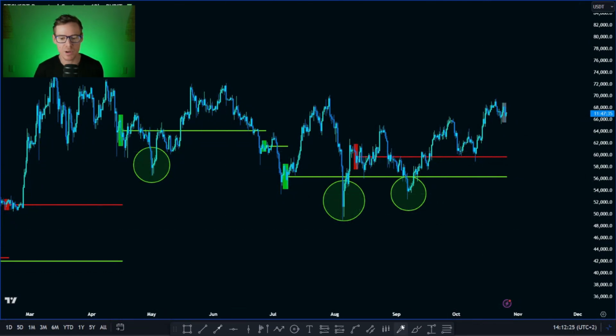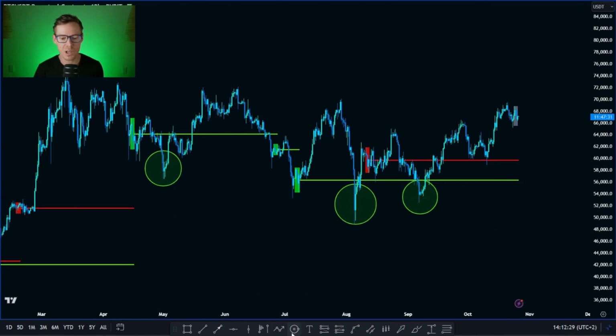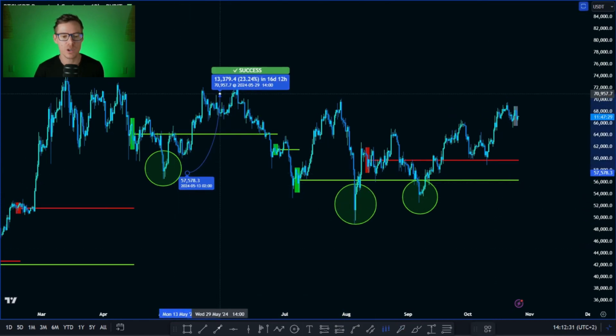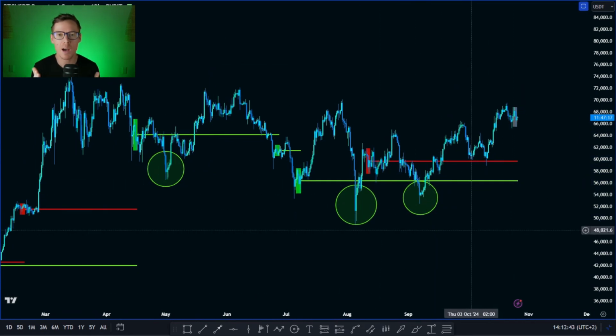So this would have been your ideal long entry, long entry, long entry. And if you had caught long entries at those positions, you would have been in massive profits, 20%, 26%, 25%. This is just showing you how by using contraction boxes and value lines, you can get the absolute best entry.